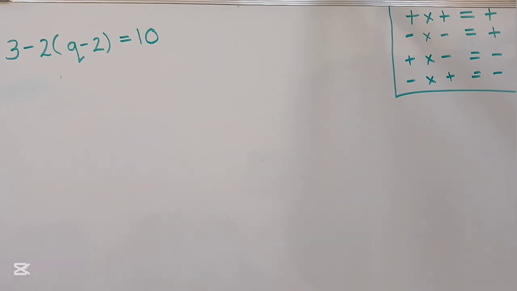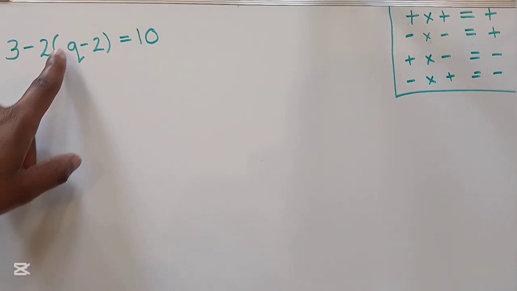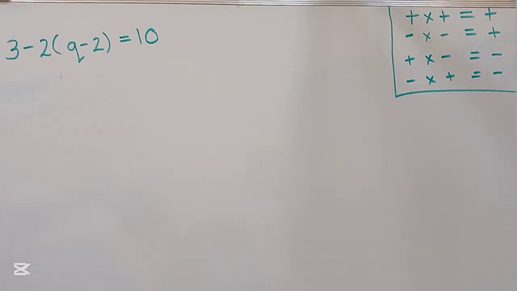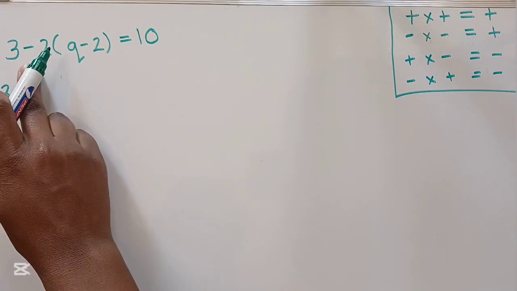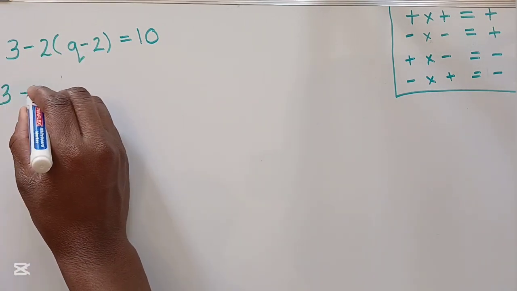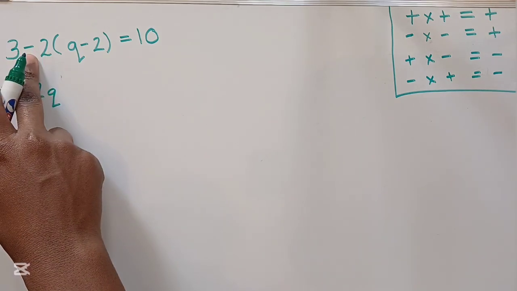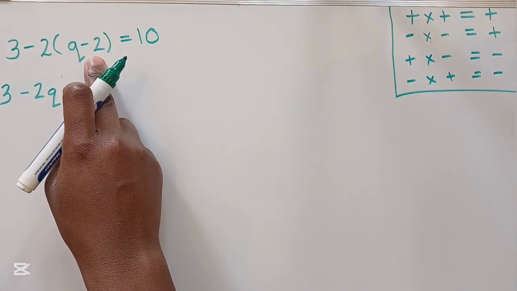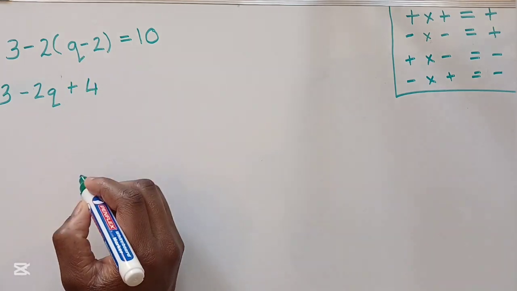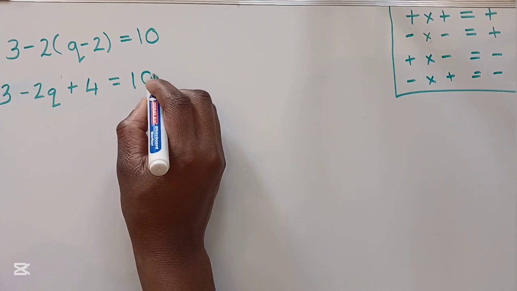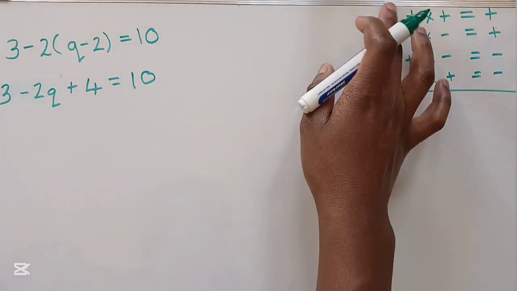10. When there are brackets involved, the first step is to eliminate the brackets. So brackets usually mean multiplication. So you're going to multiply this negative 2 with everything inside the bracket. Okay, so the 3 comes down as it is. Negative 2 times q will give you negative 2q. Negative 2 times negative 2 will give you positive 4 equals 10.